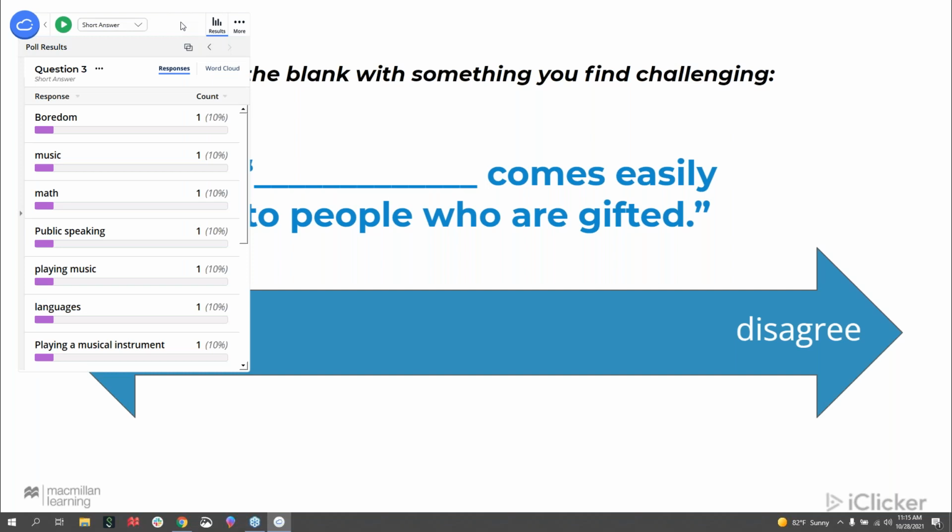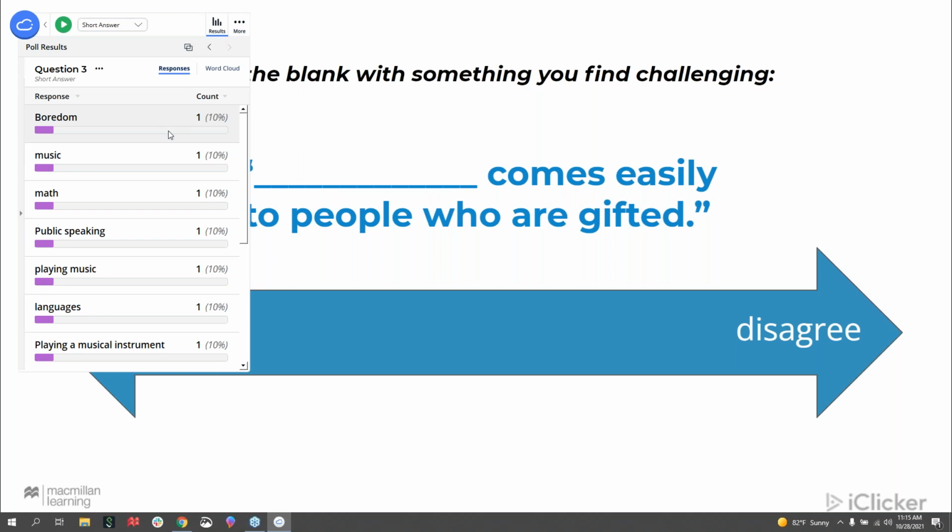Let's talk about where we might feel a little bit fixed in our mindset. Okay, boredom comes easily to people who are gifted. I like the literalness that this person took this question. That's true. Boredom does come easily to people who are gifted. And that's one of the challenges that we see with students in our class who are gifted.